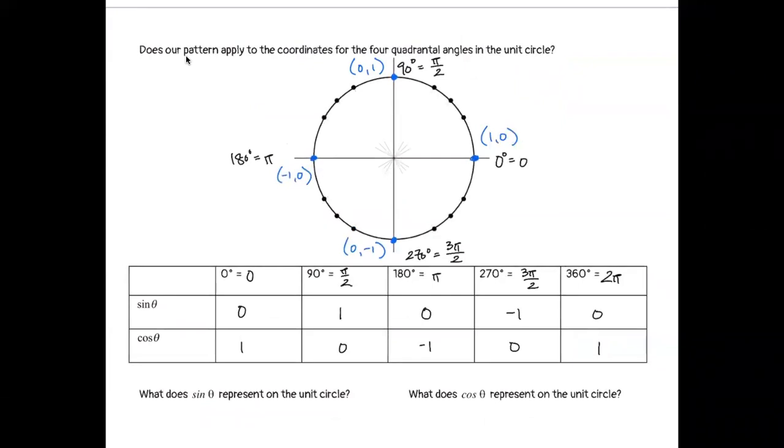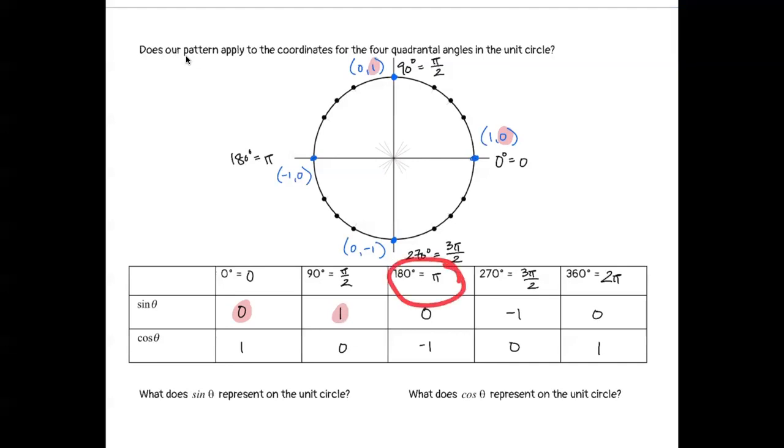All right, but let's talk about some patterns, okay? So the first question I want to ask us is, what does sine theta represent on the unit circle? As I look at the unit circle that I have here, I notice that at sine of 0, I get 0. And I realize that the y coordinate is 0. Well, I wonder if that's true for the other one. So sine of pi over 2, we said together was 1. If we go to the angle pi over 2, wow, the y value is 1.